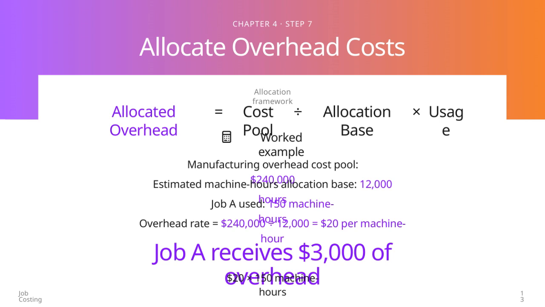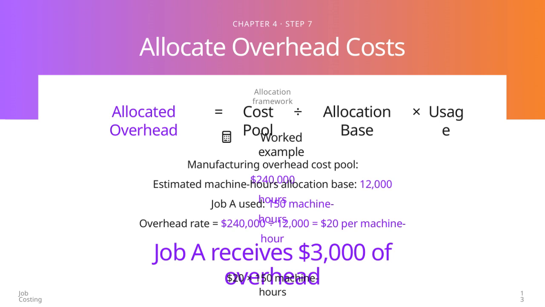machine hour. With this rate in hand, we can then allocate overhead to specific jobs based on their machine hour usage. For instance, Job A used 150 machine hours. Multiplying these hours by the overhead rate of $20 per hour, Job A receives $3,000 in allocated overhead. This calculation ensures that overhead costs are fairly assigned according to actual usage, following the formula: allocated overhead equals cost pool divided by allocation base, multiplied by usage.